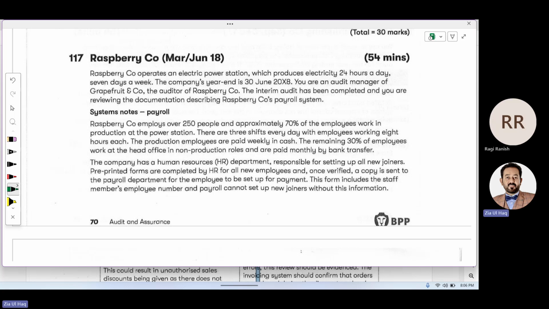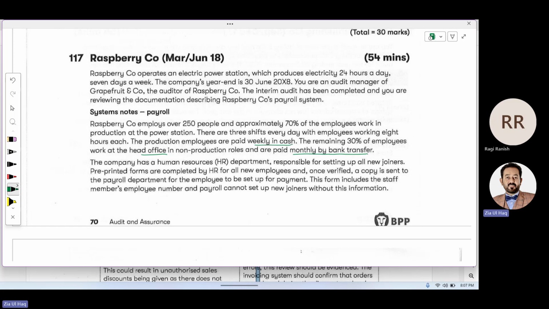The production employees are paid weekly in cash. The remaining 30% of employees work at the head office, meaning admin staff in non-production roles, and are paid monthly by bank transfer. And a monthly fixed amount is called salary, and a variable amount based on hourly rate will be called wages. So there's a difference between wages and salaries. Okay. The company has a human resource HR department responsible for setting up all new joiners.